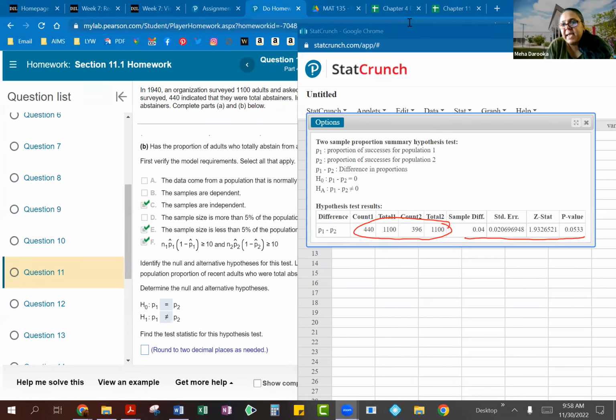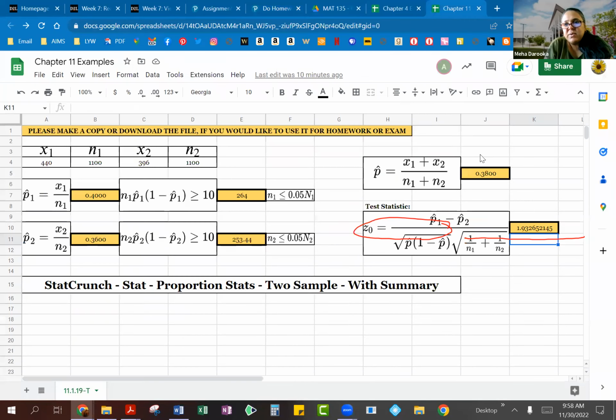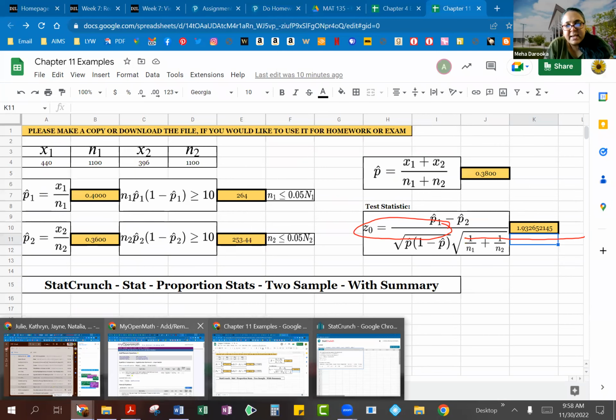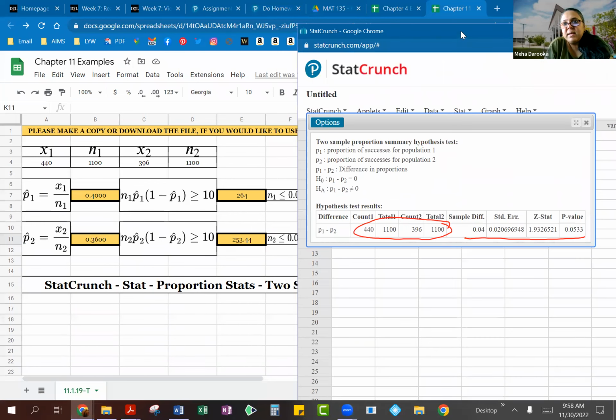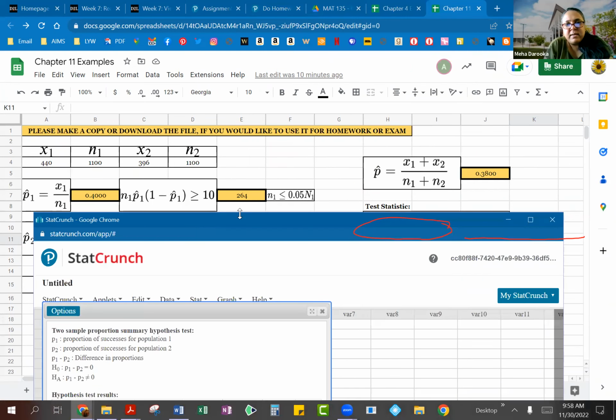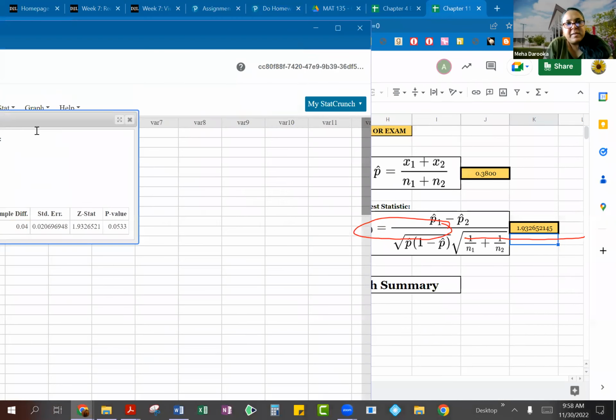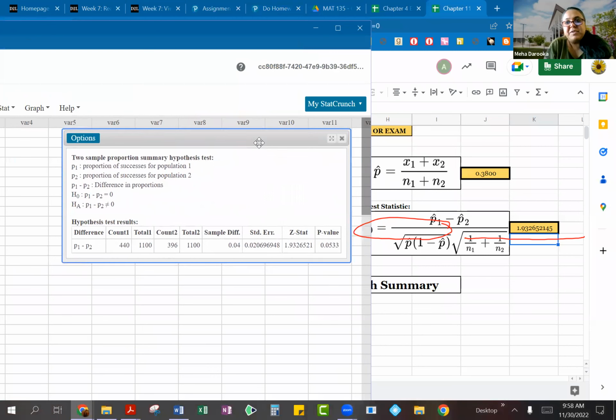Now, if you compare the answer you get for your z-stat, which is our test statistic value, you should see similar answers between what we had. Let me see if I can move this around a little. There we go. So look at the number we got from using the formula from the textbook, and look at the number you have here from using the built-in StatCrunch function.